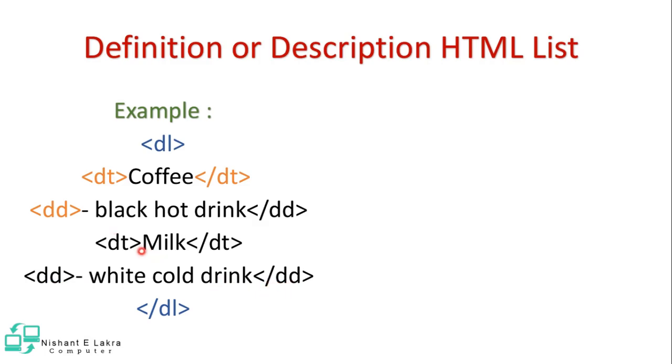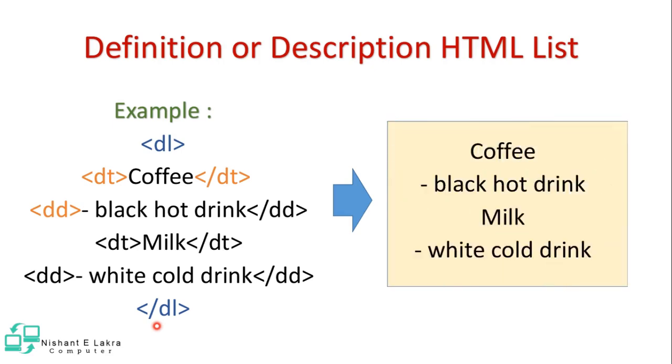Now you also notice that there is a hyphen, or a dash, written here. This will also be displayed in the web page. And because we started this definition or description HTML list, we will also close it, and to close it we use the slash DL tag. Now, when we type it in the notepad and save it, and then open it in the web page, it will look something like this: coffee dash black hot drink, milk dash white cold drink.